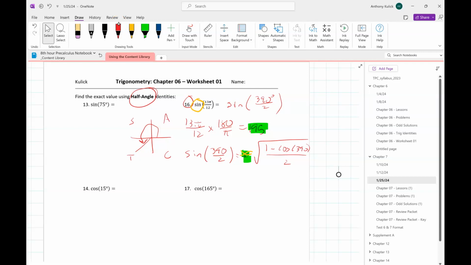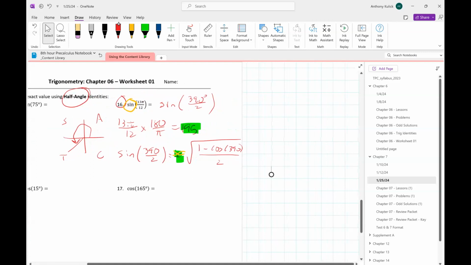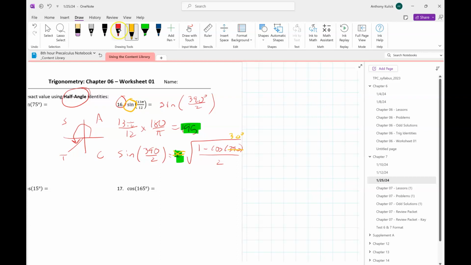And now what I'm going to want to do is evaluate cosine of 390. Now I notice that 390 is not a unit circle angle. So what I'm going to do is find a unit circle angle that's coterminal to it. So minus 360 gives me 30 degrees. So I'm going to find cosine of 30 on my unit circle. Cosine of 30 is root 3 over 2. So far, so good.